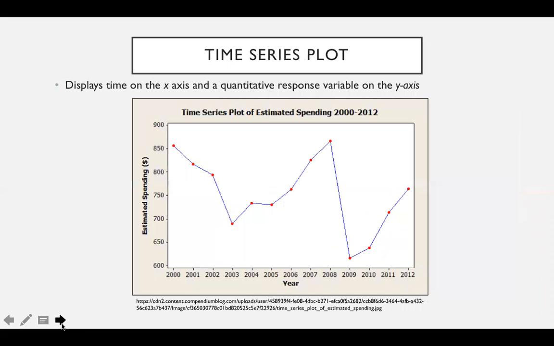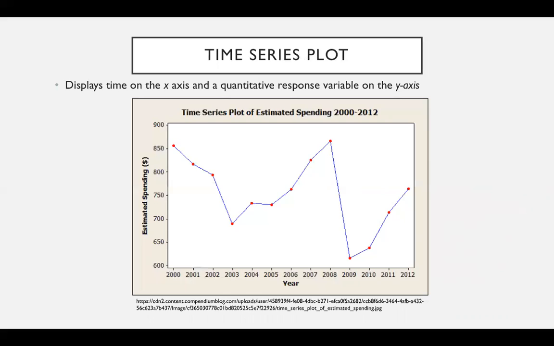All right, so those are bubble plots, and then next are time series plots. This just is an example of one. They just display time on the x-axis, so time is always on the x-axis in a time series plot, and then a quantitative response variable is on the y-axis. So here is just an example.